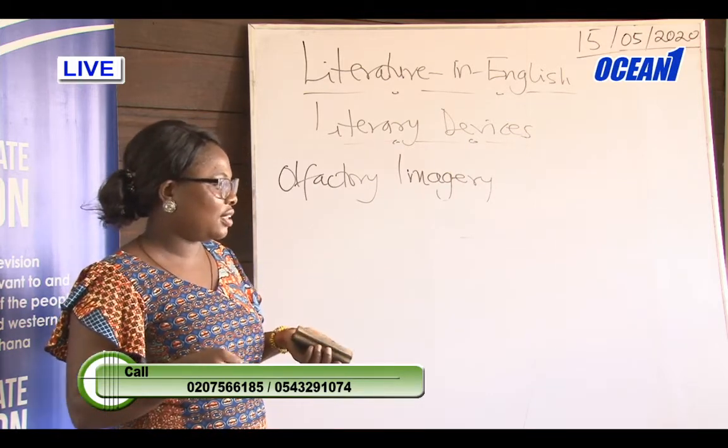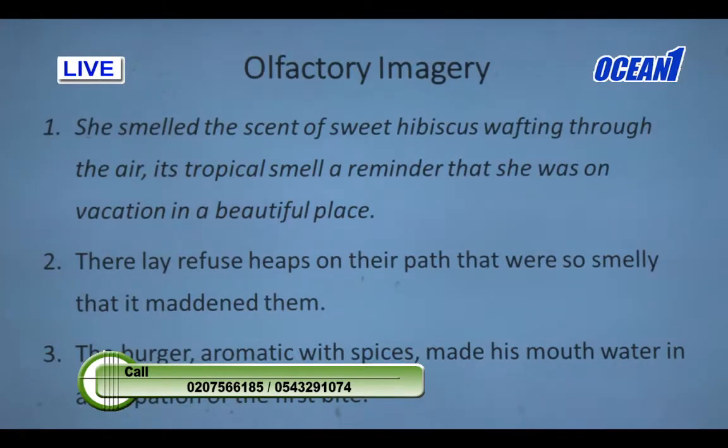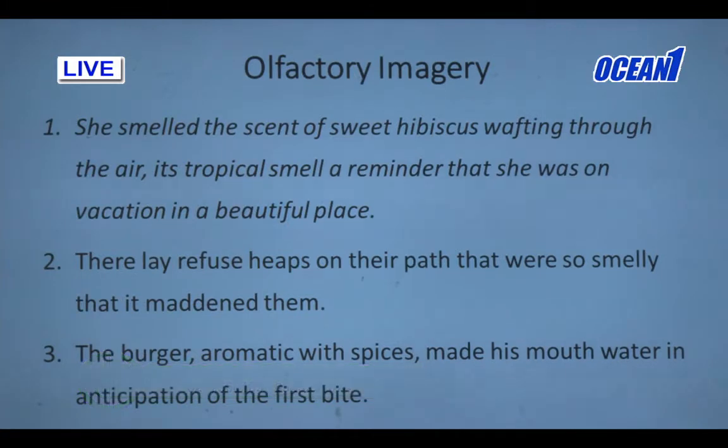The next one, the beggar, aromatic with spices, made his mouth water in anticipation of the first bite. If you are not careful, you go hungry reading this statement, because you can imagine perceiving the aromatic spices in the beggar. So you imagine smelling the aroma of the spice, and then just like the speaker talking about the person here, your mouth will also water.